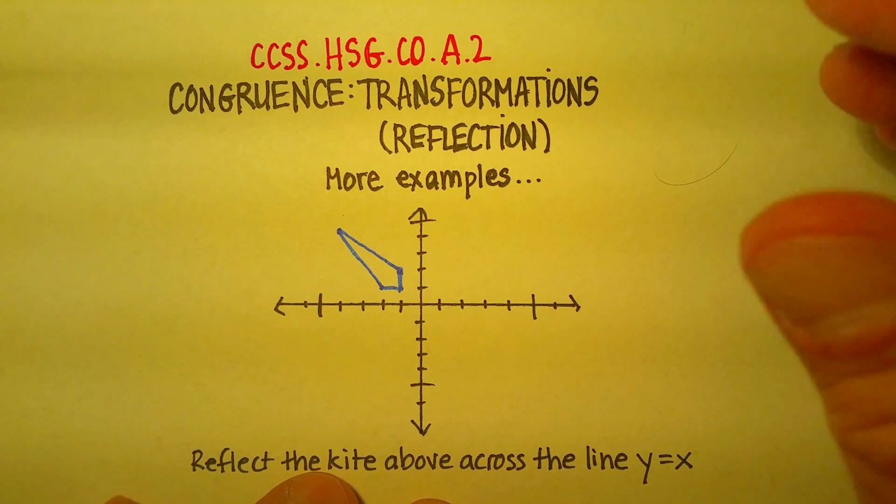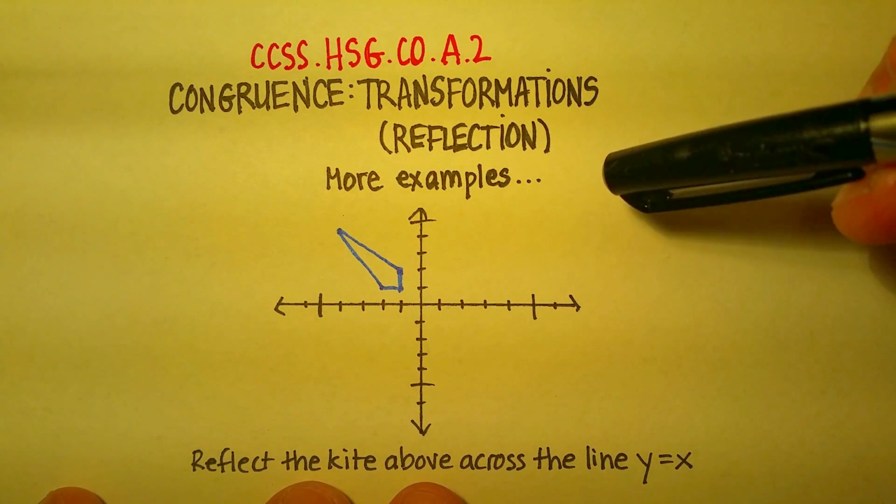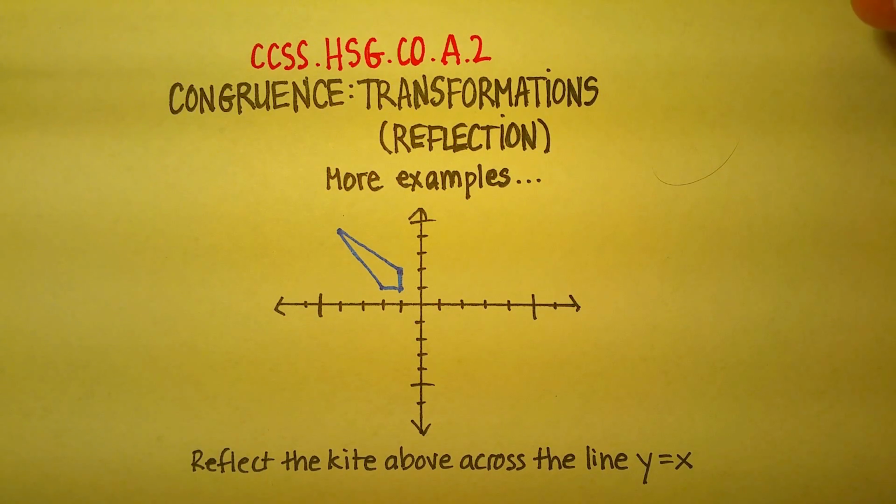In this video, I'm going to go over some more examples of reflection transformations. Specifically, I'm going to use some lines of reflection that are somewhat unusual. For example, in this particular problem, we're going to reflect the kite above across the line where y is equal to x, and this throws a lot of people off.